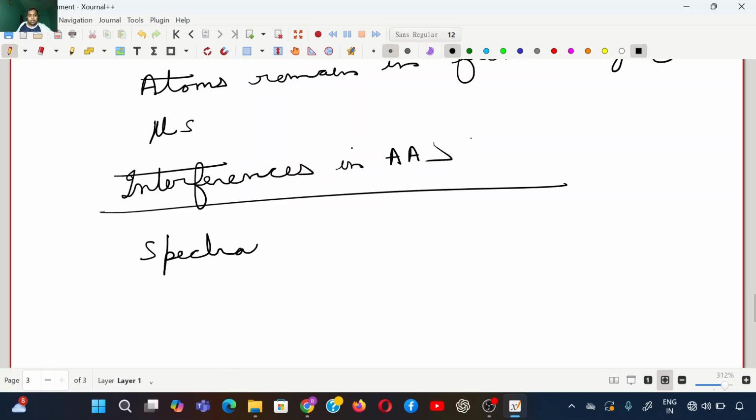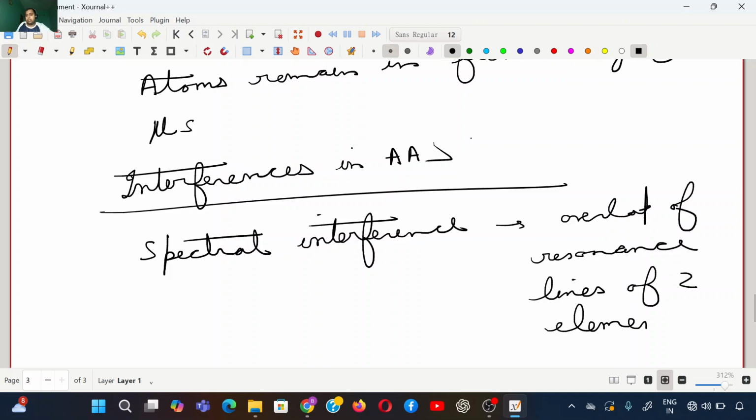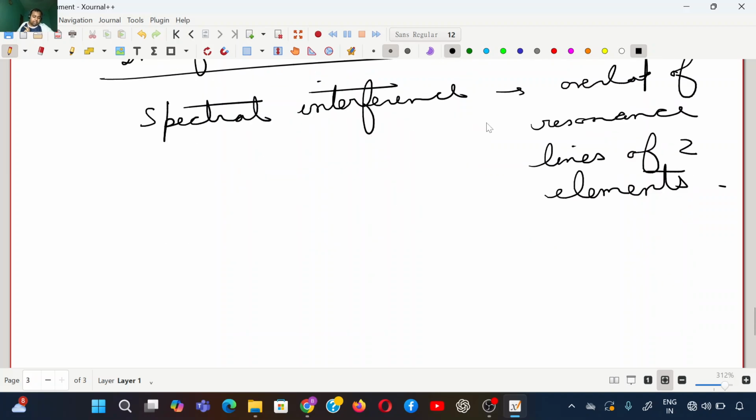Can have spectral interference. So overlap of resonance lines of points is what is known as spectral interference. Example, resonance line, right? The first excited state electron.